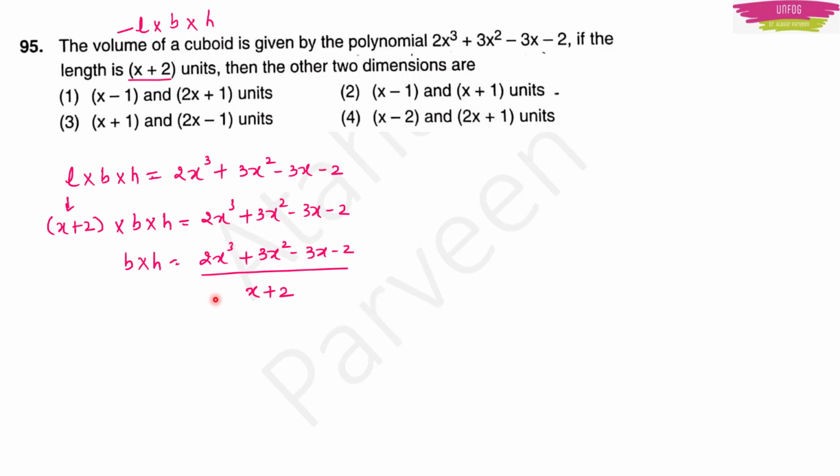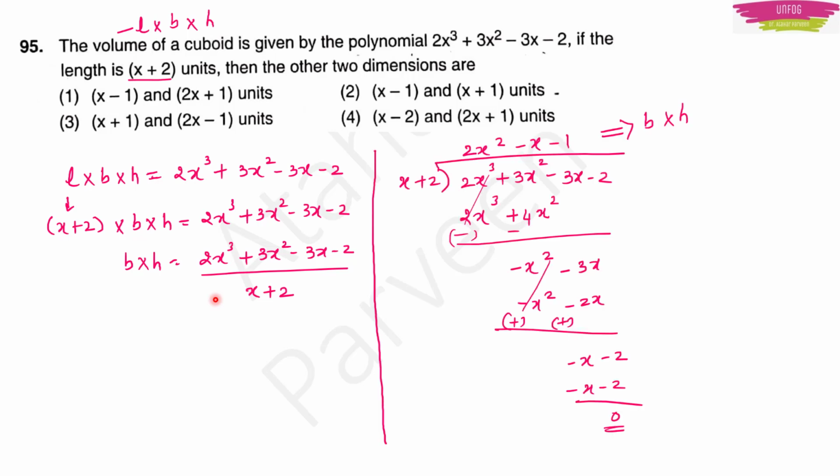So now what do I have to do? I have to apply the remainder theorem and do the factorization like this. If you know this procedure, then only you can solve this problem. Okay. So once I do this division, I get the quotient, or answer, as 2x square minus x minus 1. So this 2x square minus x minus 1 is actually the answer of this ratio. So this is B into H.